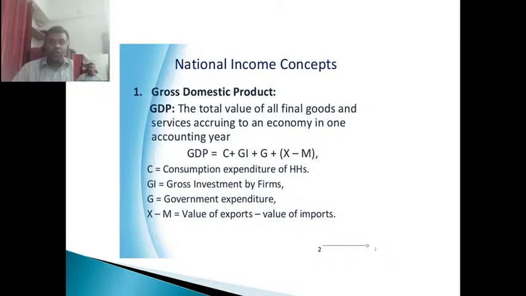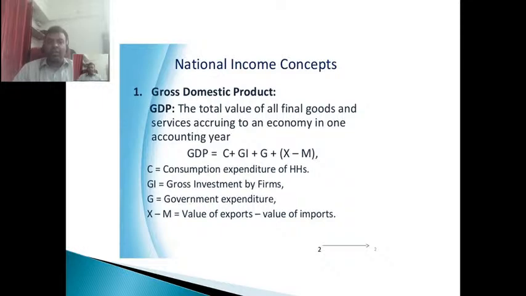There is a formula to calculate GDP: GDP = C + GI + G + (X - M), or net export. C is the consumption expenditure of households. Whatever expenditure consumers, household people, are making will come in GDP. GI is gross investment by firms, whatever investment private firms have made. G is government expenditure, and finally net export, X minus M, the value of exports minus the value of imports. So you get net export plus government expenditure plus private firms' investment plus household expenditure.